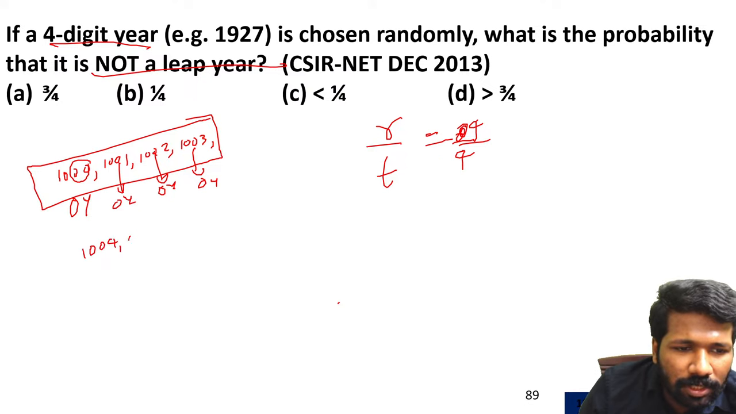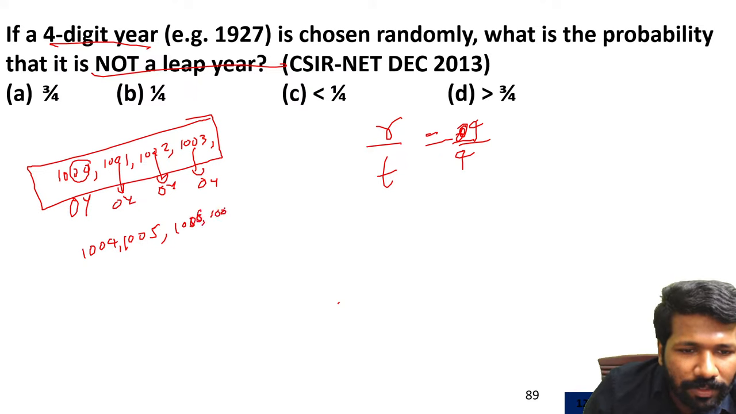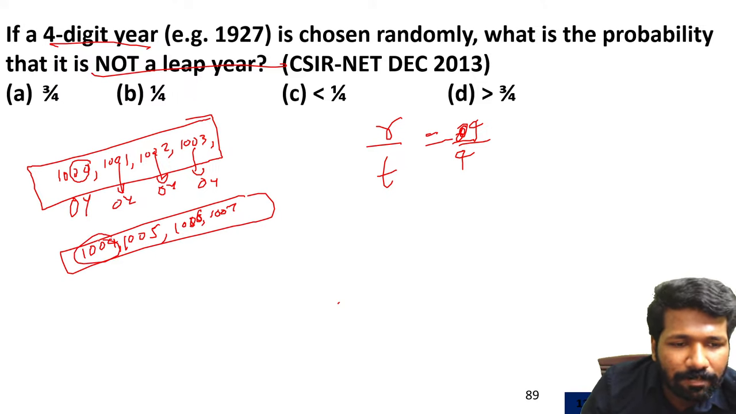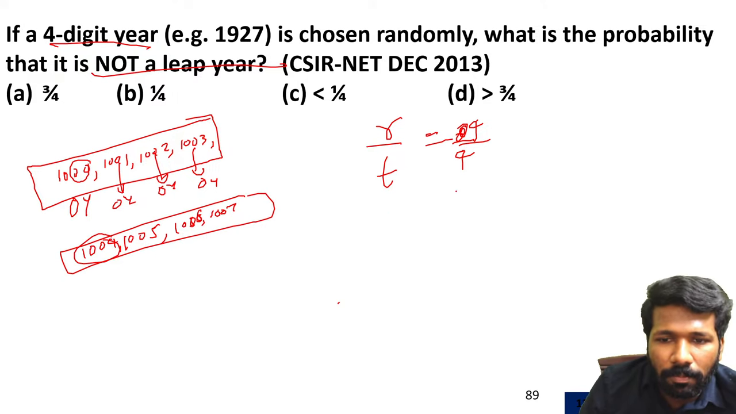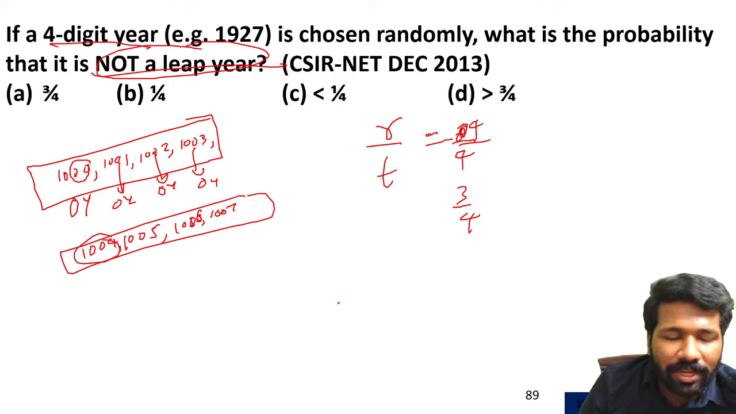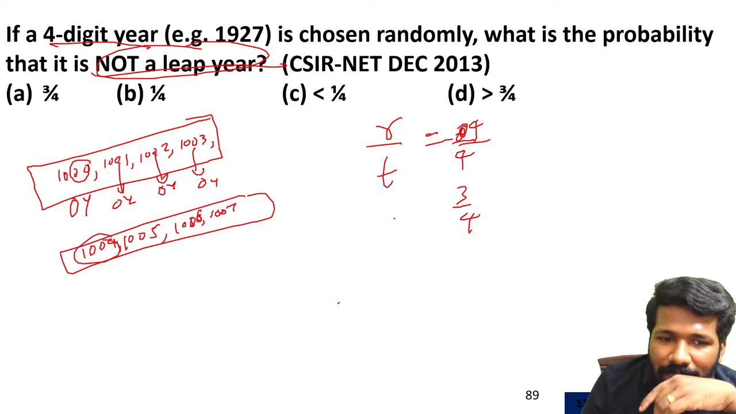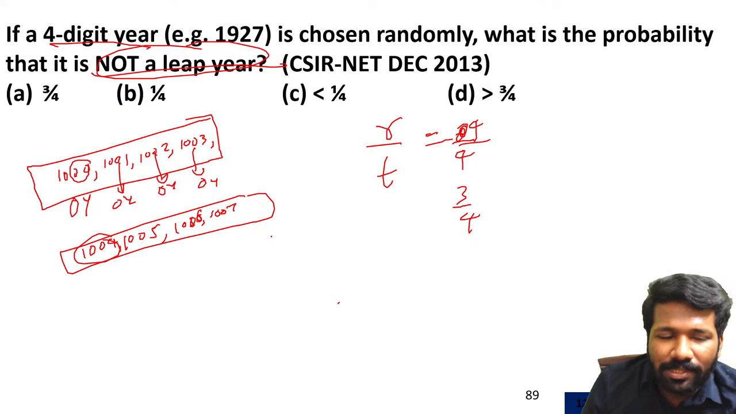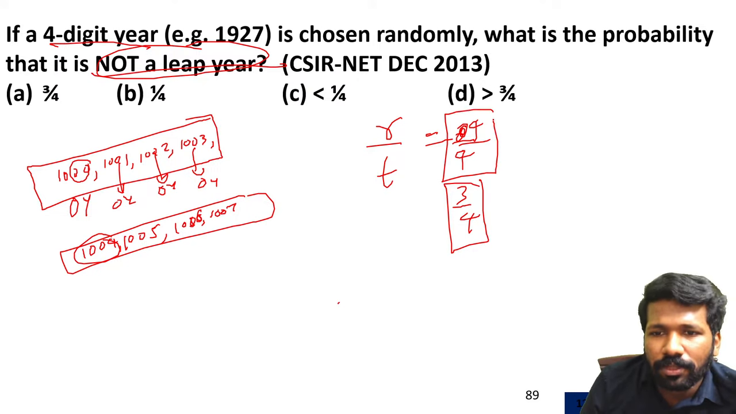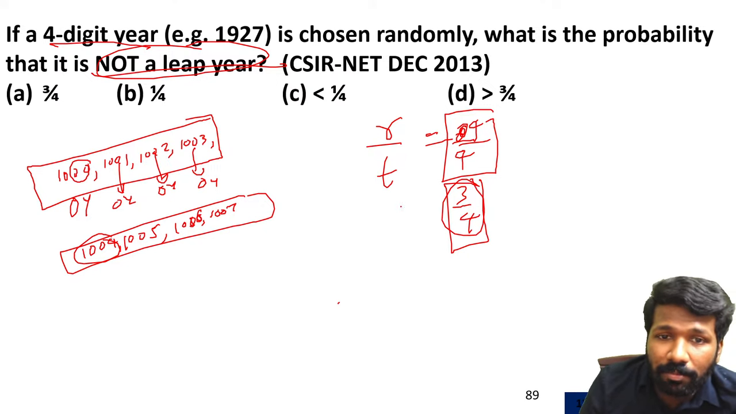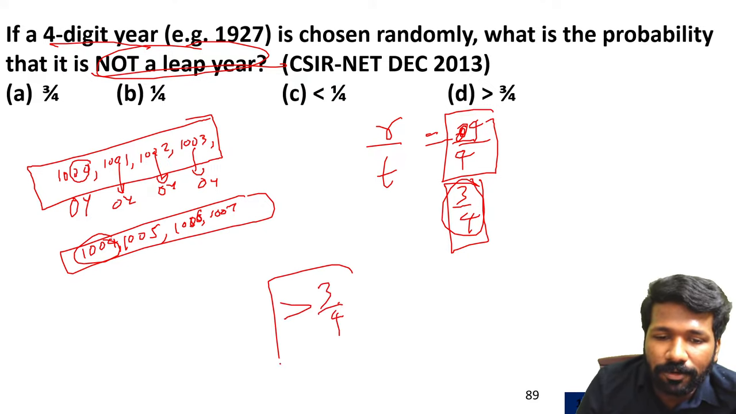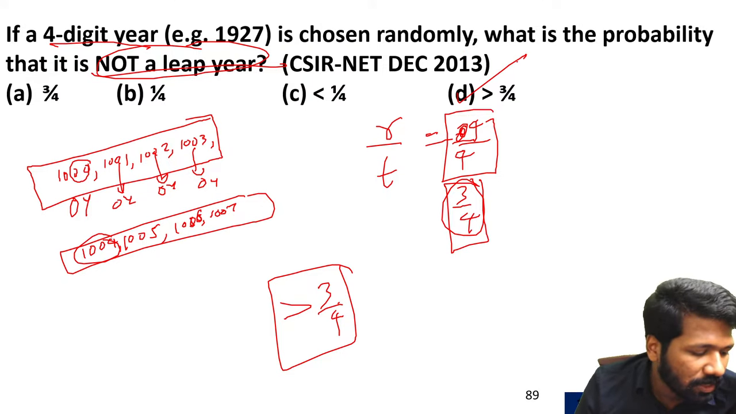But if you consider the next set of 4 years, 1004, 1005, 1006 and 1007, in those 4 years, 1004 is a leap year. That means the probability will be 3 out of 4 for not a leap year, or ordinary year. That means in general we can say, in some sets of 4 years, 3 out of 4 are ordinary years; in some sets of 4 years, 4 out of 4 are ordinary years. So on average, it will be greater than 3 by 4. So option D is the correct answer.